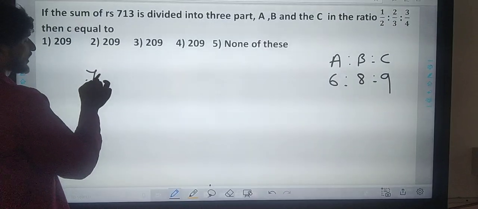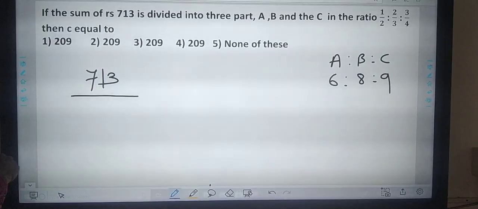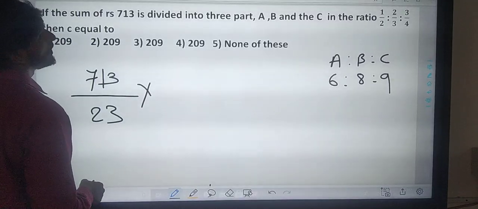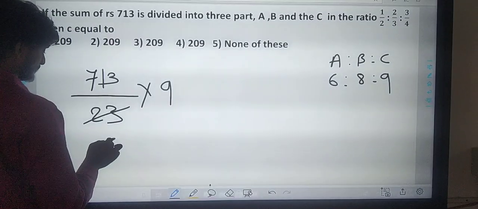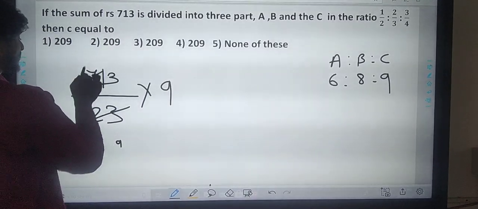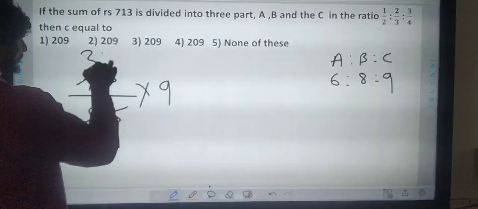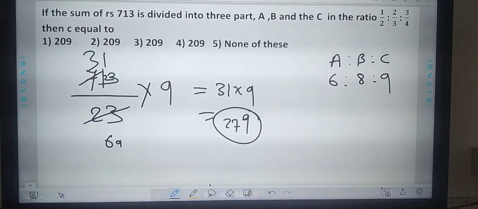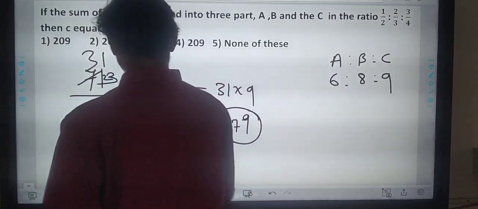If the sum of rupees is 713 divided by the addition of 6 plus 8 plus 9, that is 23, into C's ratio 9. 23 times 3 is 69, 71 minus 69 is 2, remain 2, then bring down 3, 23, then 31 into 9, 279. The answer here is 279.